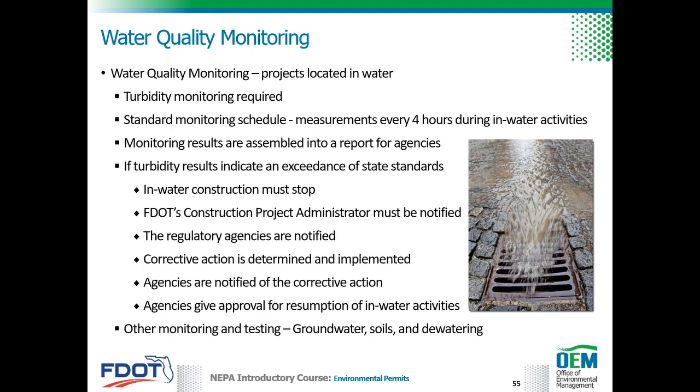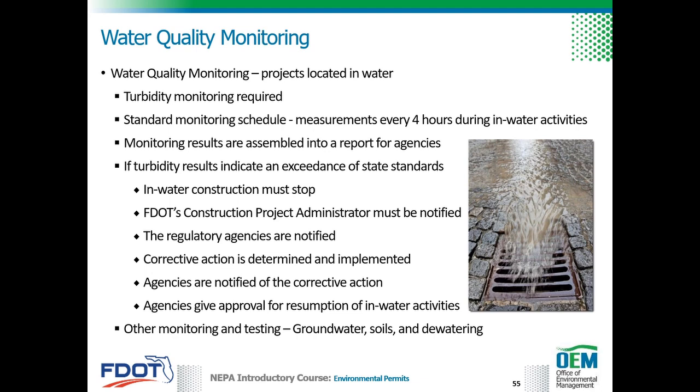In practice, turbidity readings are taken once in the mid-morning and once in the mid-afternoon to meet the 4-hour schedule requirements. The exception to this schedule is when work occurs during the night. Then additional monitoring is required. The turbidity monitoring results are assembled in a report that is submitted to agencies on a daily, weekly, or monthly basis, depending on the permit conditions. The purpose of turbidity monitoring is to determine if turbidity standards are being maintained.